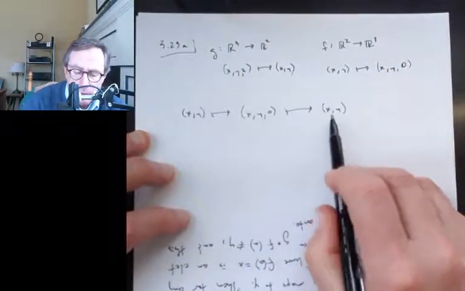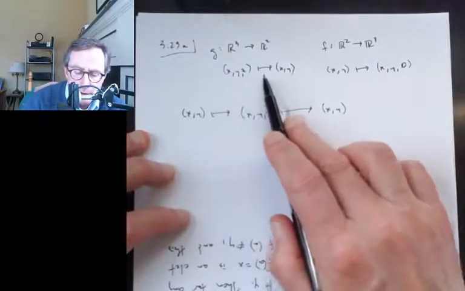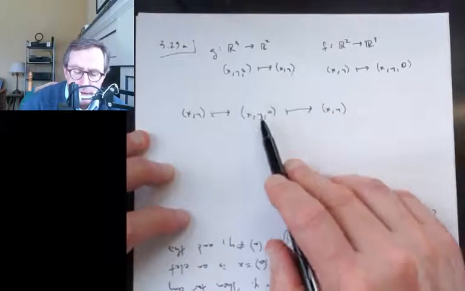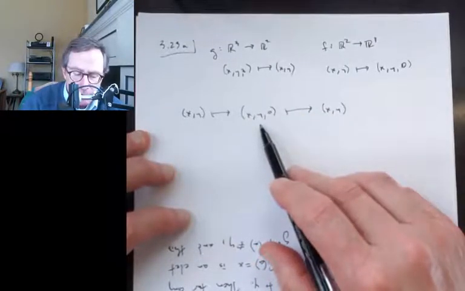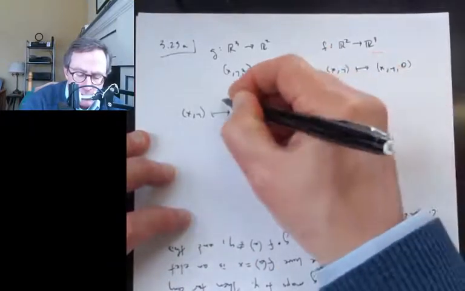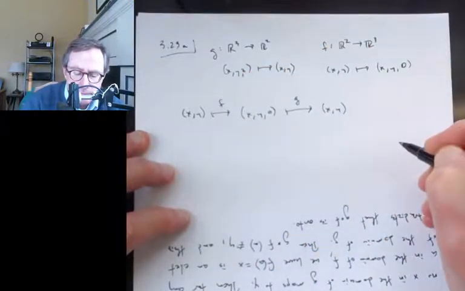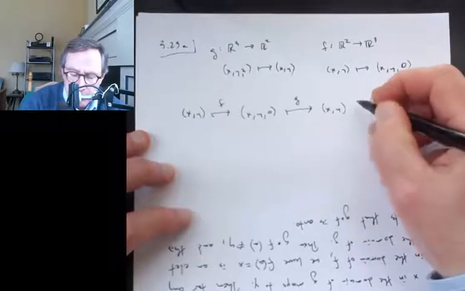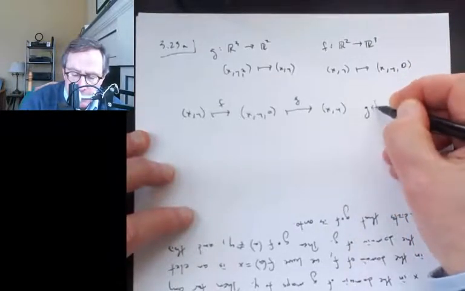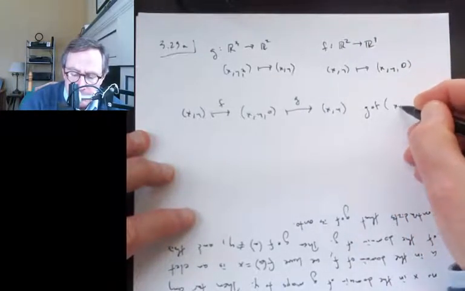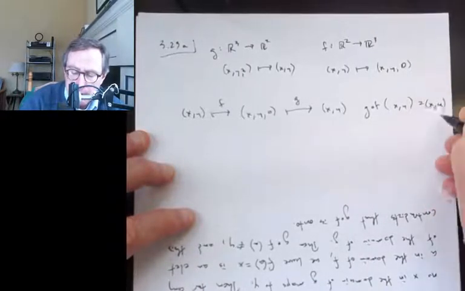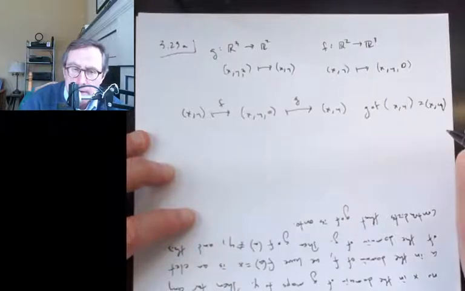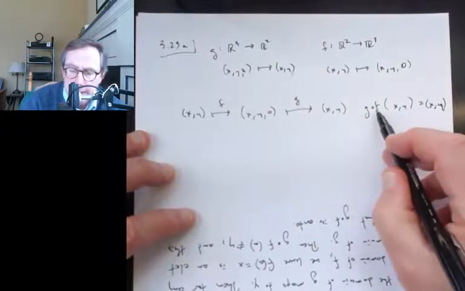Sometimes when you lose that third entry, that's called the forgetful function, because you just forget about the third entry. So this, of course, is G, and this, of course, is F. And exactly what you see here is that G circle F of some input, x comma y, is just xy. So G is a left inverse of F.